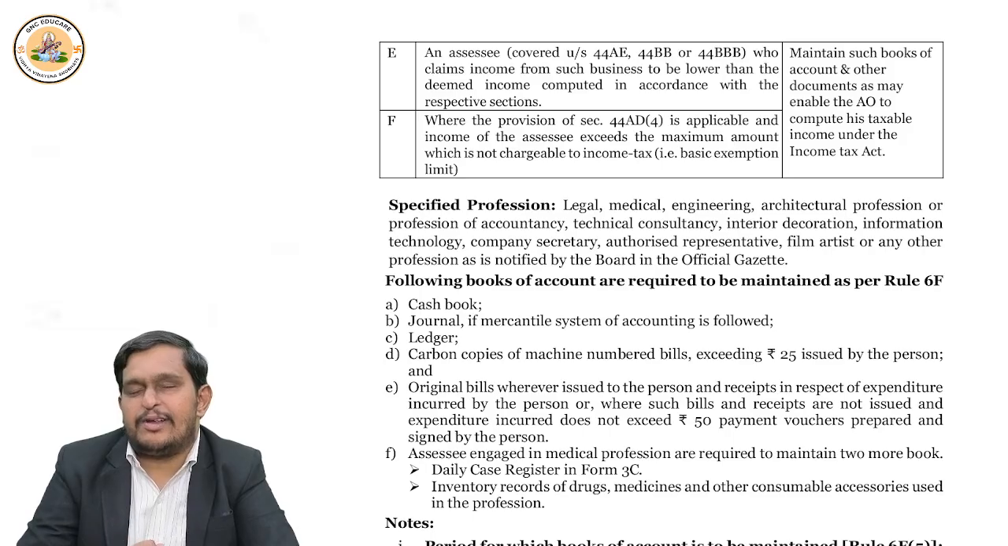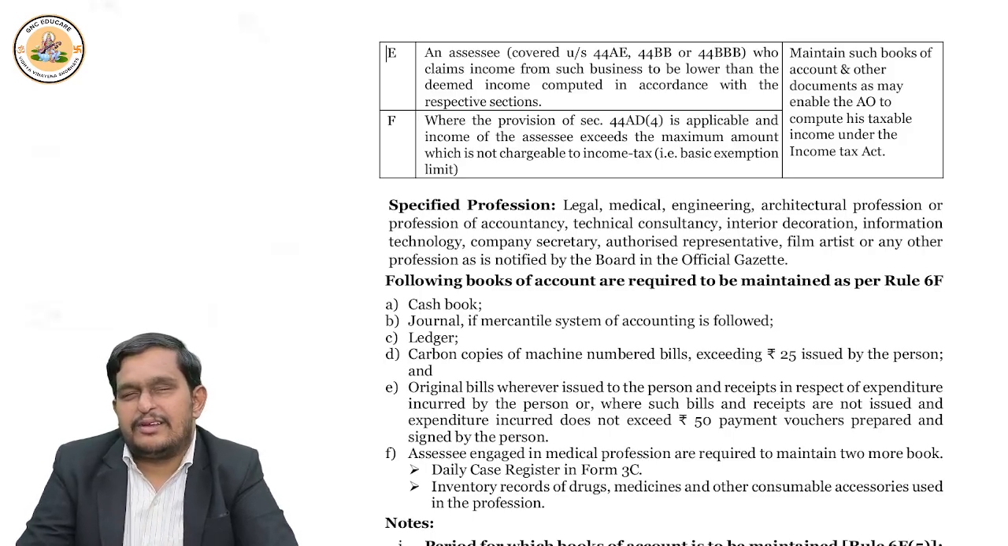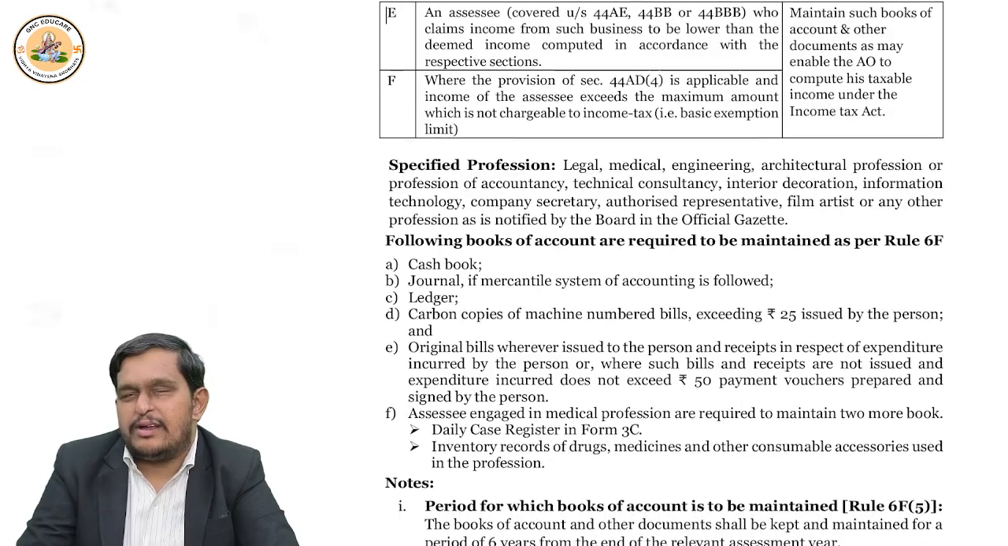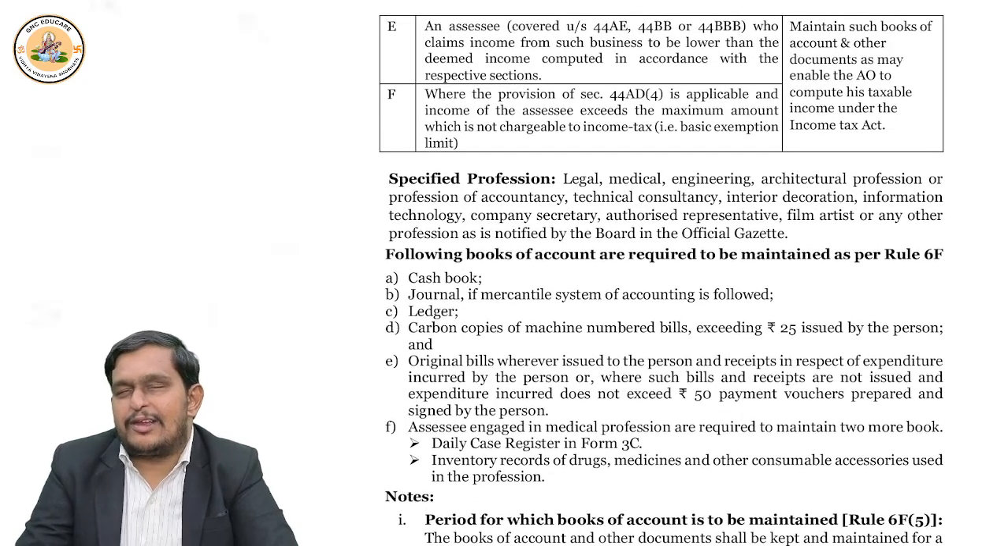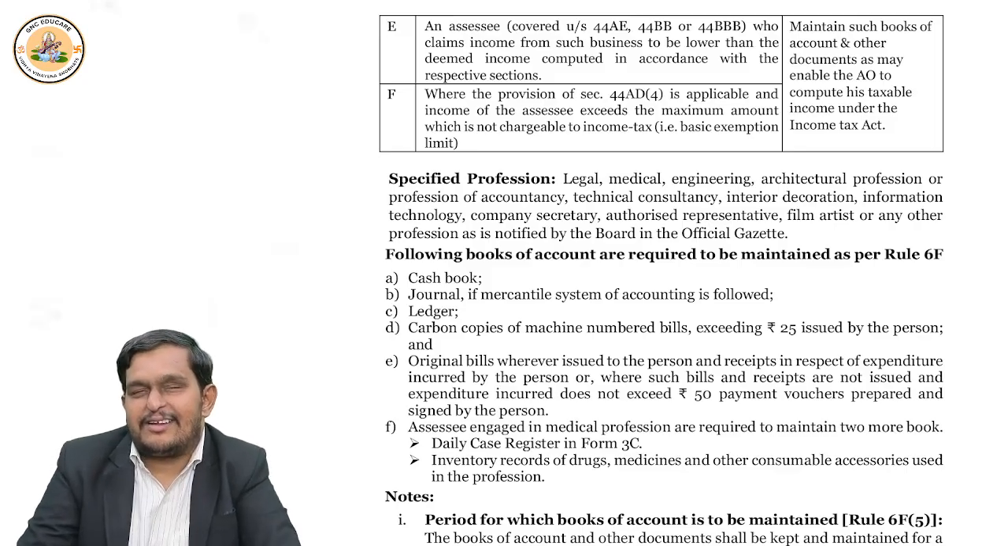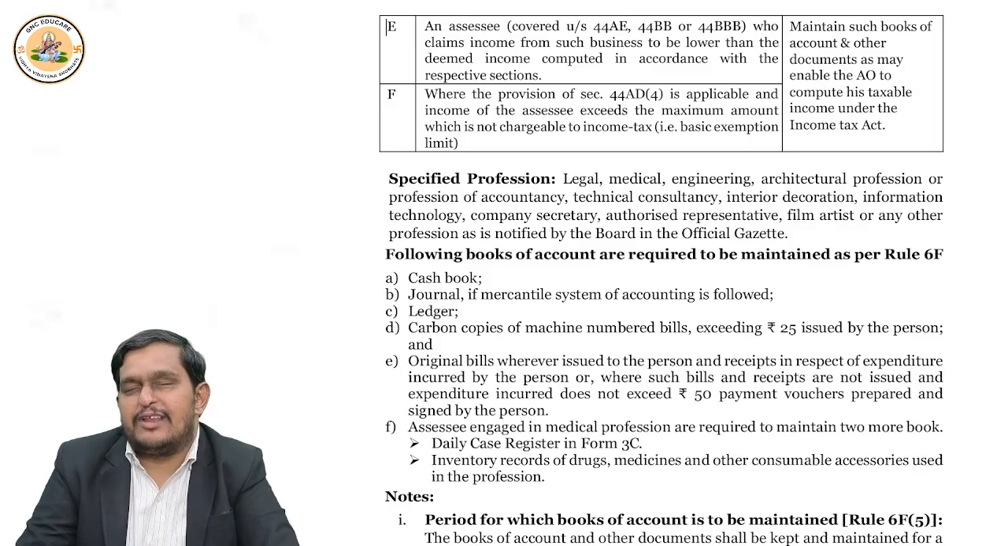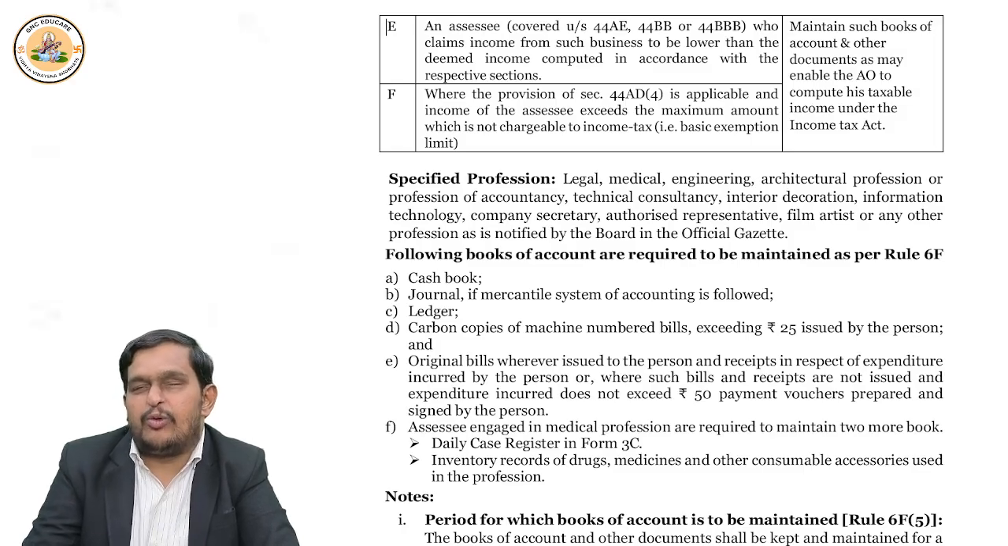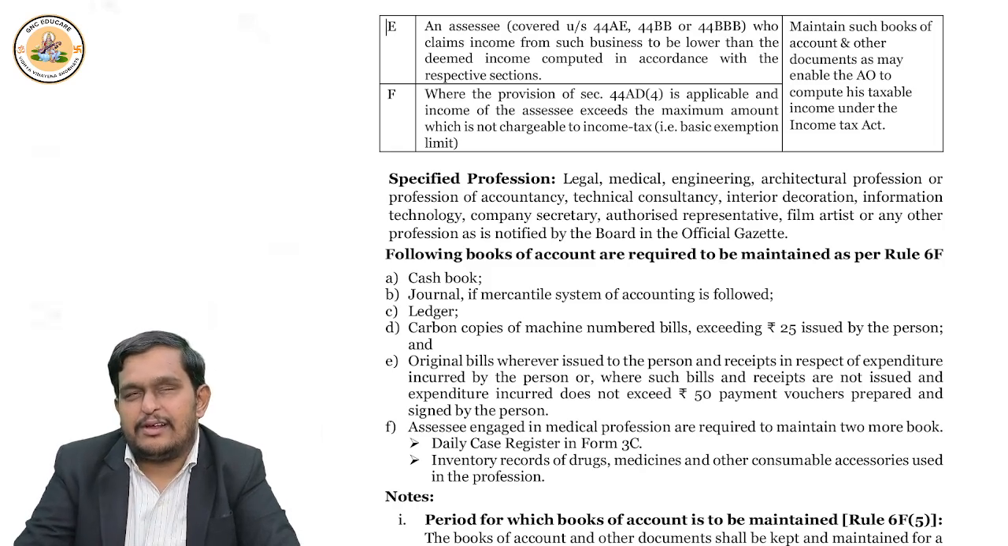Now, let me ask you a question. What is a specified professional? I already said to you, you remember, right? Legal professionals like lawyers, medical professionals like doctors, correct? Architectural professionals, maybe who are into construction, right? Film artists, accountants. As of now, only chartered accountants are covered, right? Like that, you should be able to understand that this is the specified professionals list.